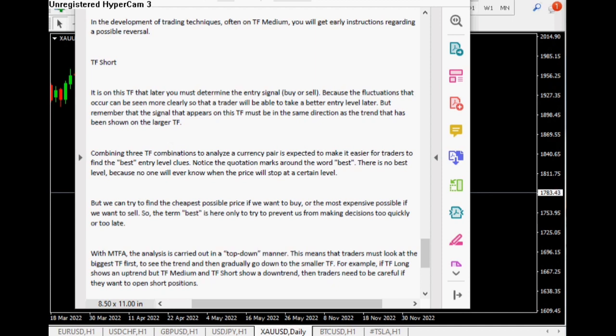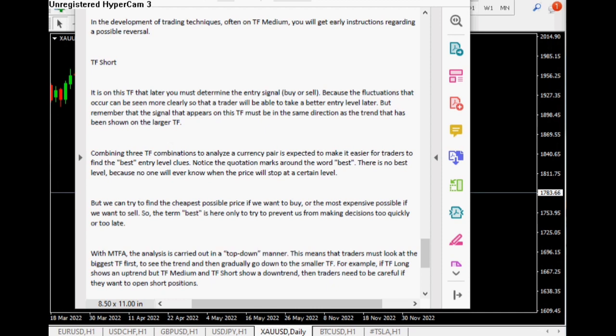Combining 3 TF combinations to analyze a currency pair is expected to make it easier for traders to find the best entry-level clues. Notice the quotation marks around the word best. There is no best level, because no one will ever know when the price will stop at a certain level. But we can try to find the cheapest possible price if we want to buy, or the most expensive possible if we want to sell. So, the term best is here only to try to prevent us from making decisions too quickly or too late.